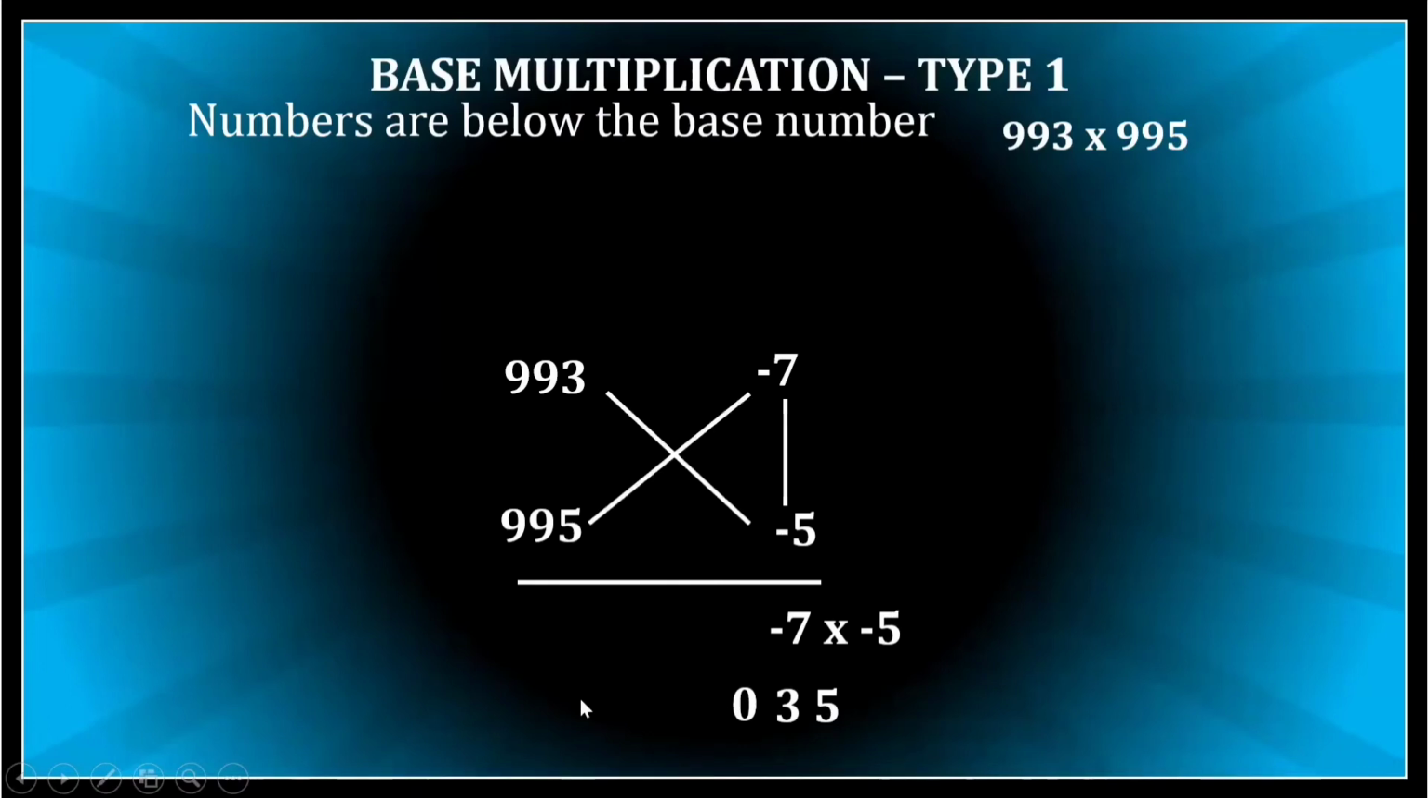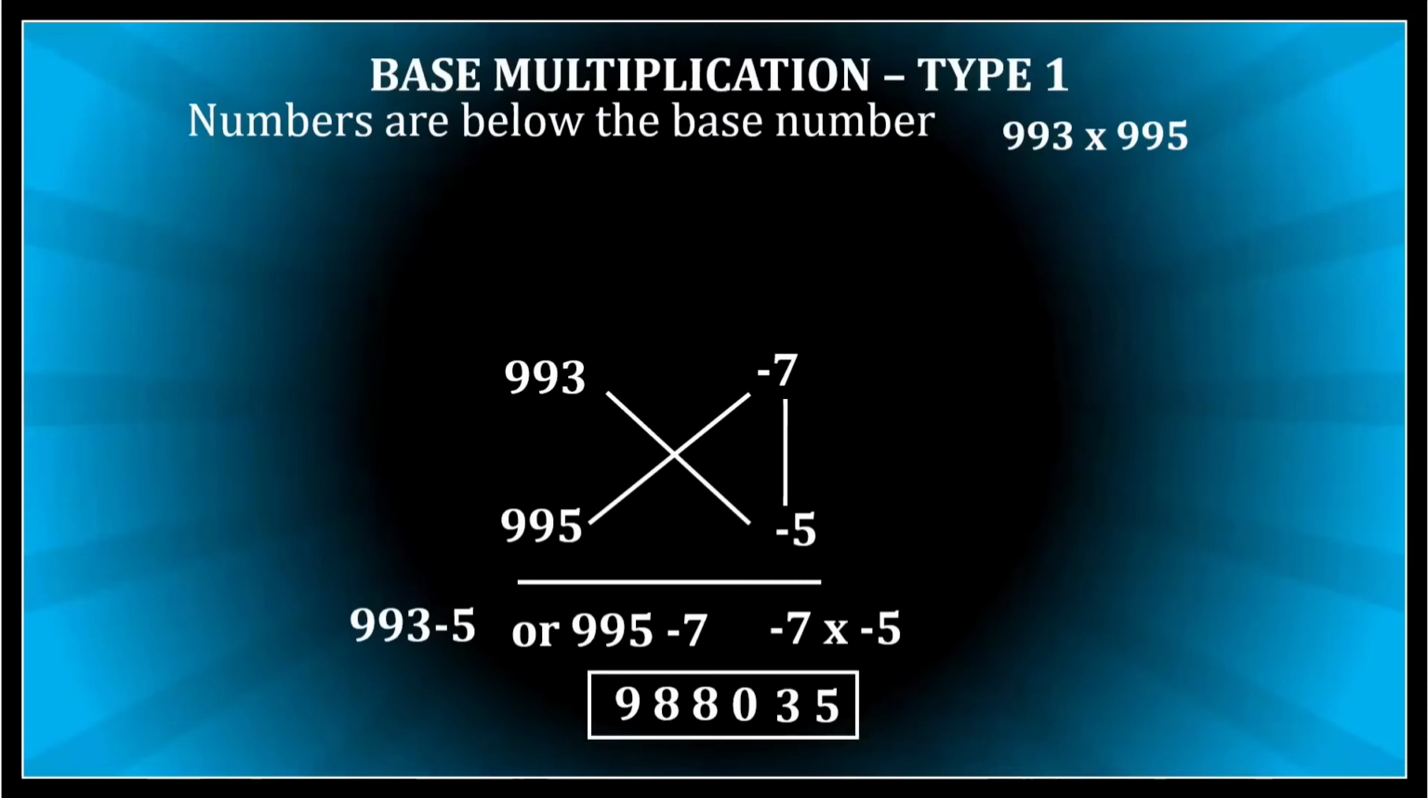So for that, what do I do? I subtract diagonally. Subtracting diagonally means one and the same thing. It's going to give you 993 minus 5 or 995 minus 7. Both cases you get 988. So that is the answer, that 993 multiplied by 995 is equal to 988,035, and that is the answer. Check it up. I'm sure you won't find a mistake. Correct? Okay. One more example, last one.